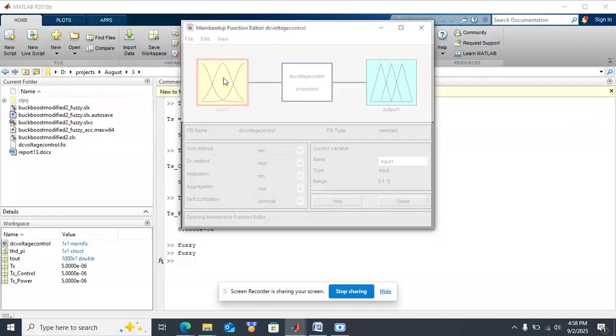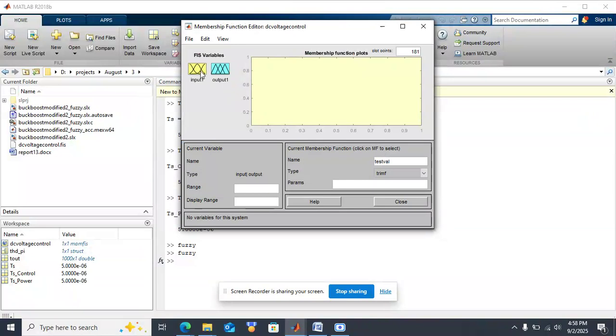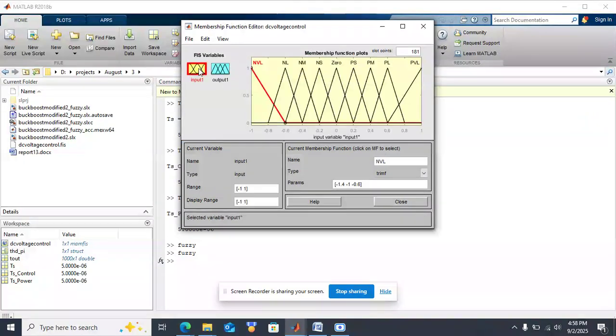Here if you see, these are the inputs and outputs for the fuzzy control. Input ranges from negative very large to positive very large, because the error can be negative or positive of any value. If it is negative, that means the measured voltage is higher than the reference voltage. If it is positive, the measured voltage is lower than the reference voltage. According to that, the output should be selected.